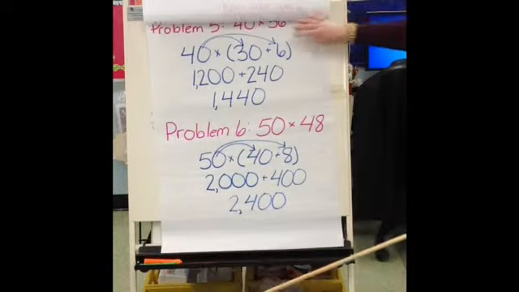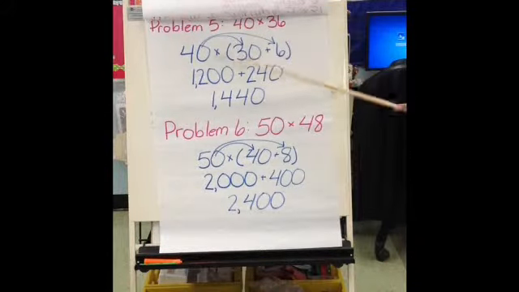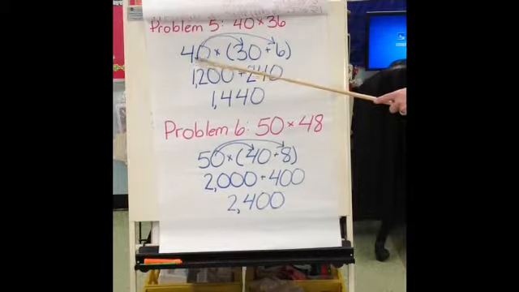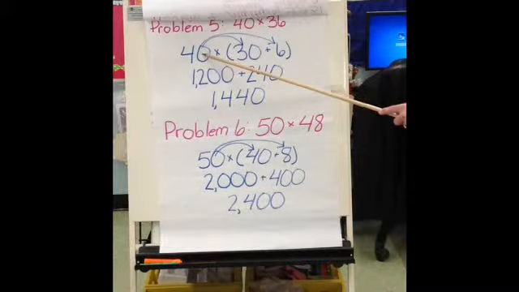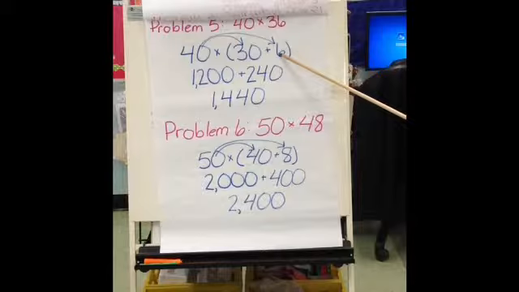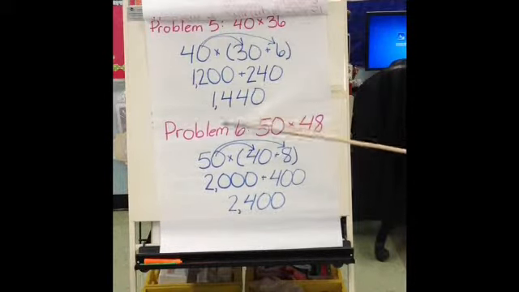Okay, let's look at another one. 40 times 36. Well, 36 is 30 plus 6. So, I'm going to distribute the 40. 40 times 30 is 1,200. 40 times 6 is 240. 40 times 36 is 1,440.